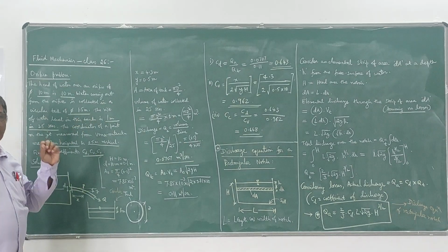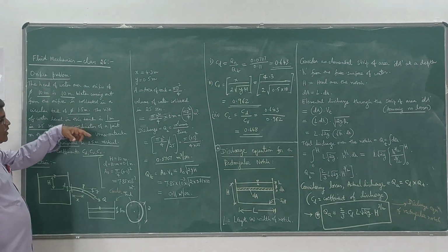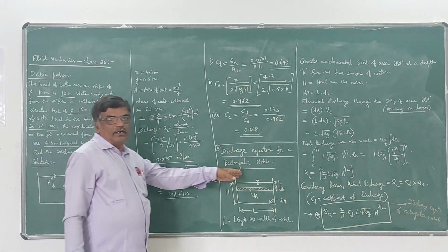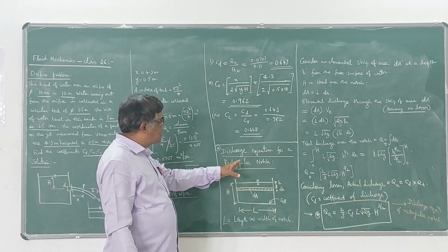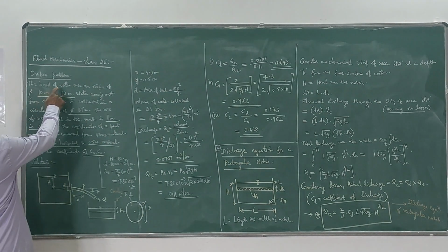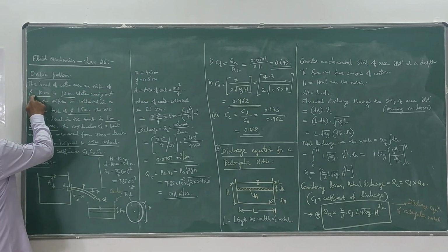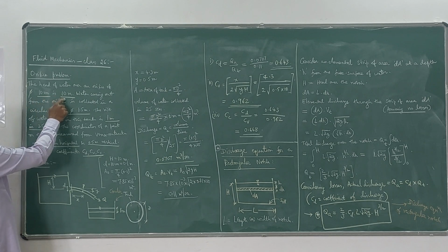In this class, I will explain another problem on orifice and also I will discuss the derivation of the discharge equation of a rectangular notch. So this orifice problem states like this. The head of water over an orifice of diameter 10 cm is 10 meters.